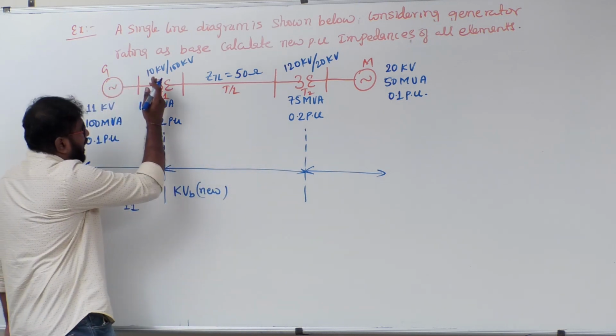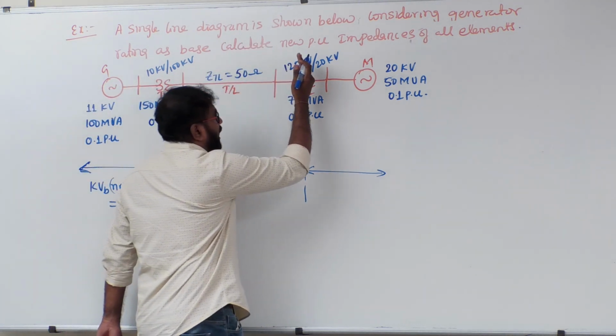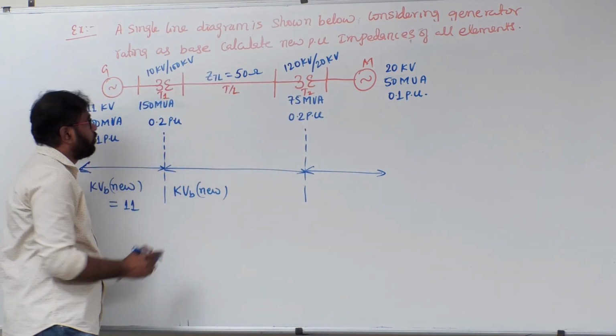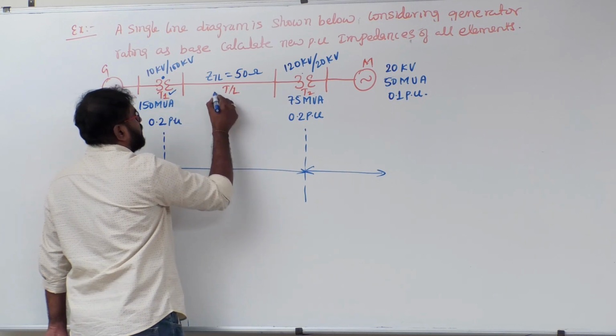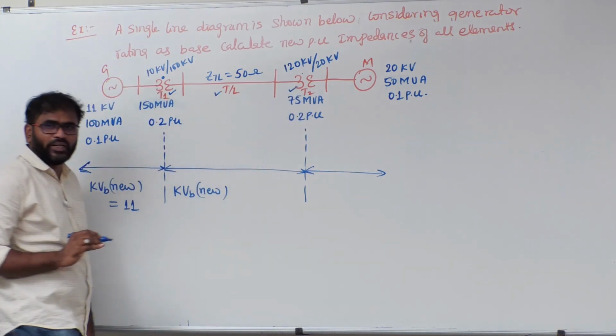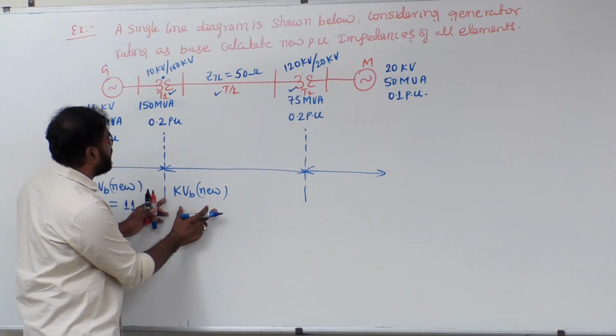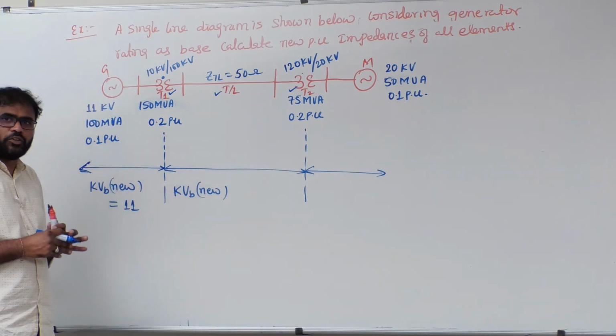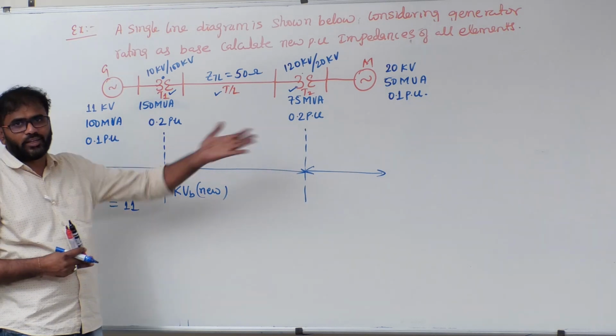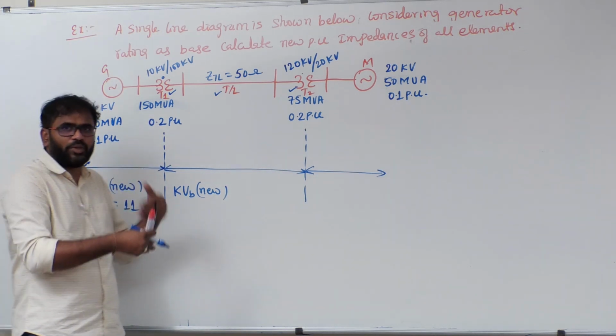But what about the KVB new in the next circuit? That means from the high voltage side of the transformer to the high voltage side of this transformer. From this point to this point. That means this and this will be included in that. What is the KVB new in this section? So use the transformation ratio and you shift from primary to secondary. You shift the voltage from primary to secondary.